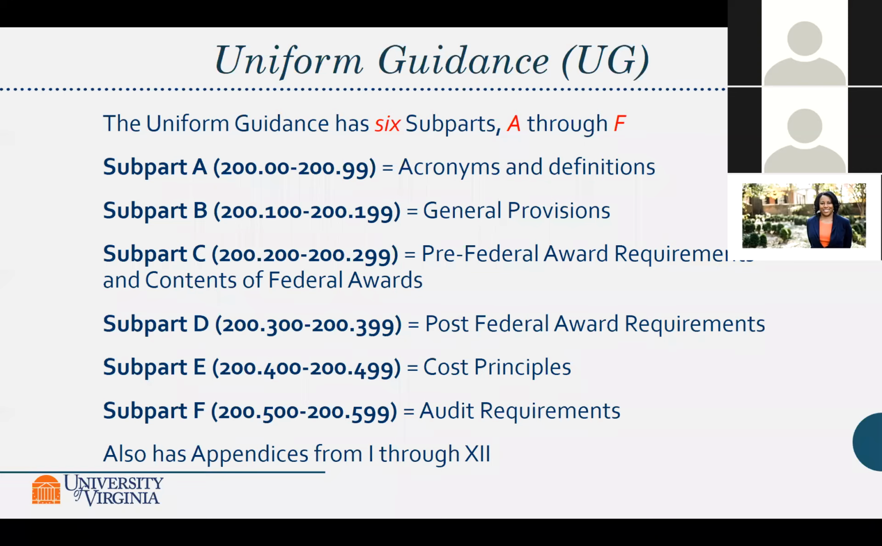So there's a whole host of things in here. Subrecipient monitoring, internal controls, financial management, property standards, procurement standards. The whole 300 series drives a lot of our university policies on a lot of different topics. Subpart E is the cost principles, what's allowable, what's not allowable. Subpart F, the audit requirements, the single audit.